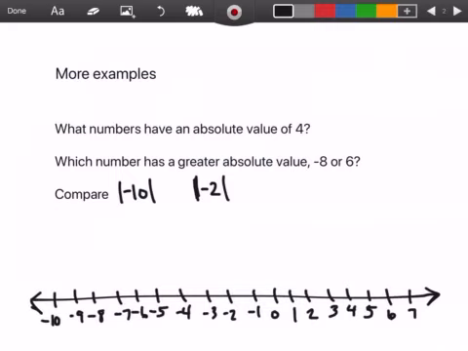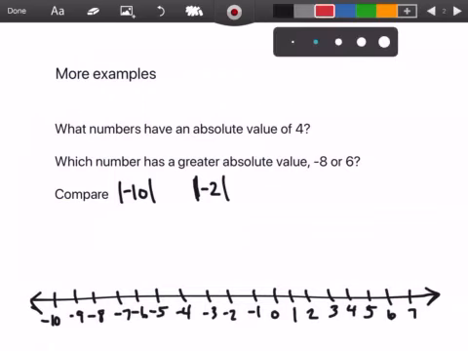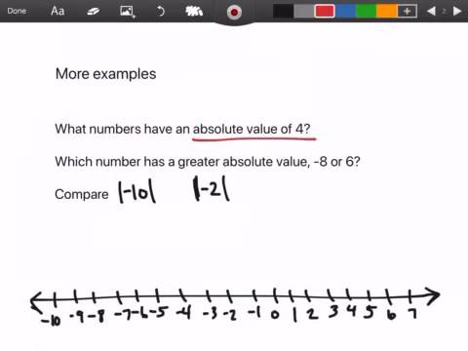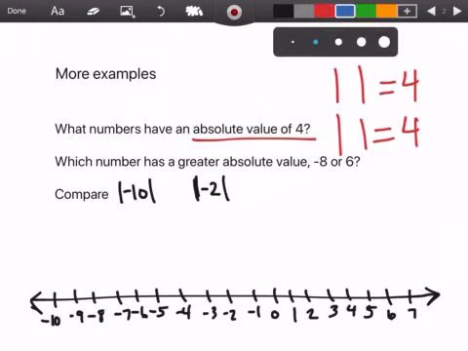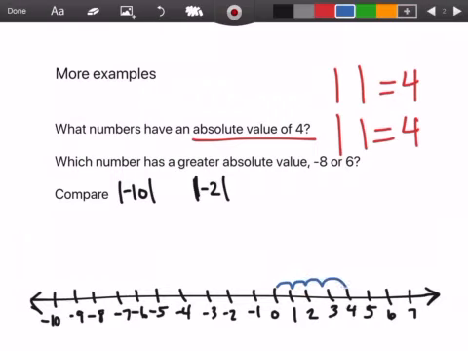Sometimes you'll be asked something a bit more difficult. For example, what numbers have an absolute value of 4? So it wants to know what numbers can I put inside the bars and our answer equals 4. So what numbers are 4 steps from 0? 1, 2, 3, 4. Positive 4 is 4 steps from 0. What if I go backwards? 1, 2, 3, 4. Negative 4. So what numbers have an absolute value of 4? 4 and negative 4 have an absolute value of 4.